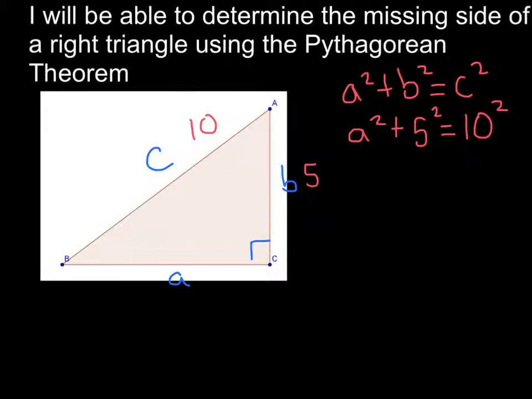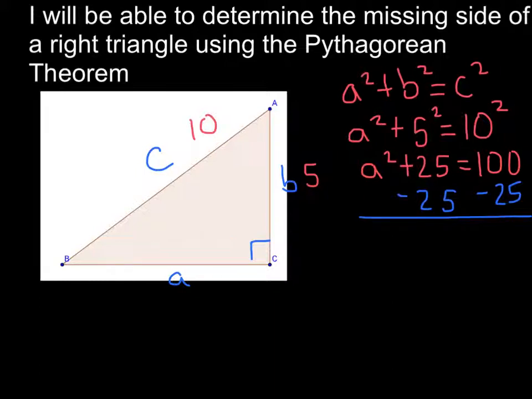And when we go to solve these for the missing variable, it's important to square the numbers that you do know. So I'm going to go ahead and write 25 and 100. And from here, it's pretty obvious. We're going to subtract 25 from both sides. We're going to try and get that a squared by itself. And it looks like a squared is going to equal 75.